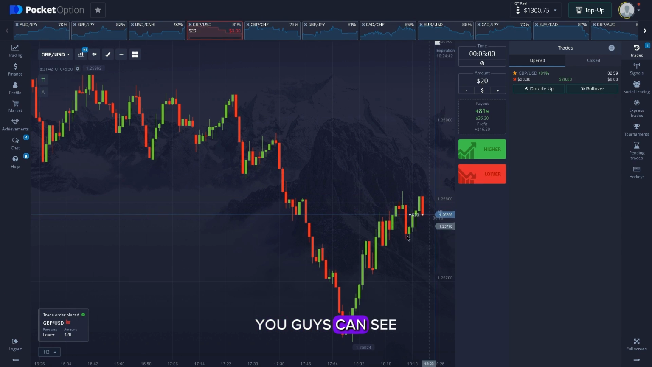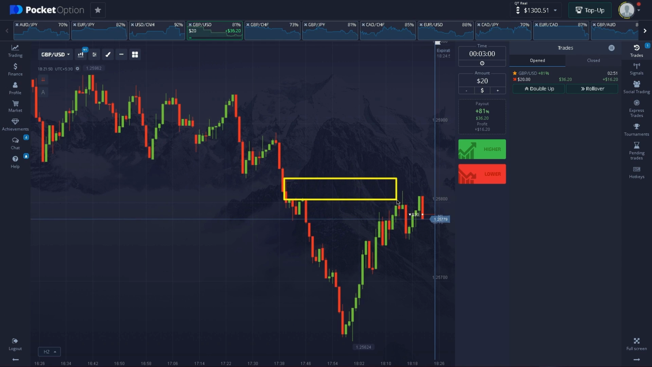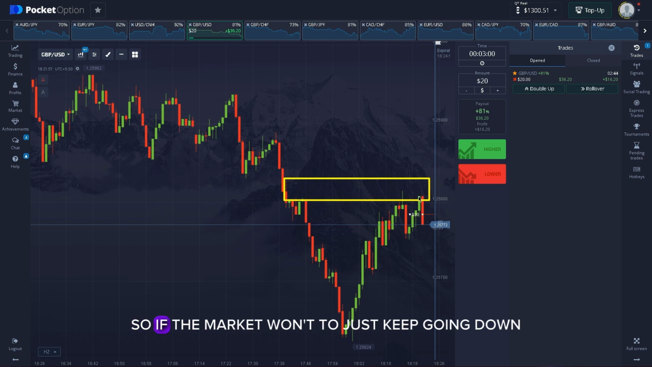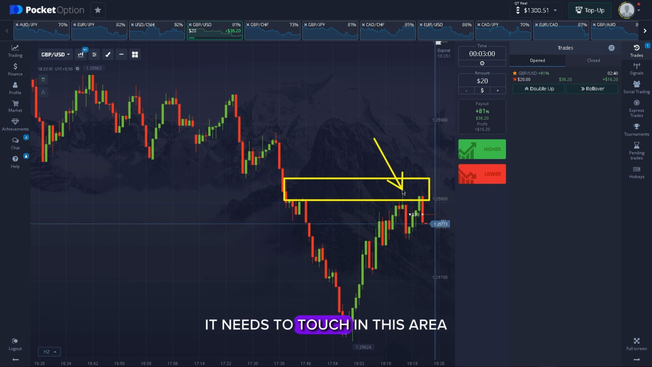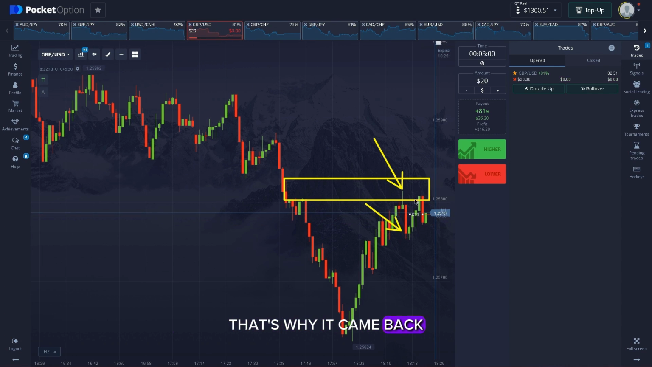As you can see, we have a liquidity grab here, as I said earlier. This area was a liquidity area. If the market wants to keep going down, it needs to touch this area, as it did here. But the one touch wasn't enough for the market to keep going down. That's why it came back, and this was a retracement.